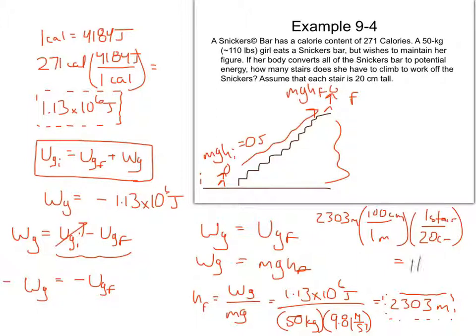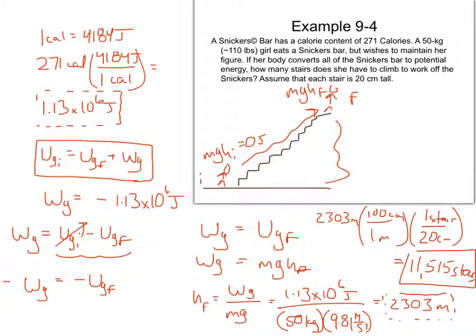That's going to be 11,515 stairs. And that's our answer right there. 11,515 stairs she has to climb just to burn off that Snickers bar. And that sounds like a lot. But there's a lot of energy in a Snickers bar, and every set of stairs is about 12 to 15 stairs. So a couple, I don't know, go up and down a flight of stairs, and that would burn that off.